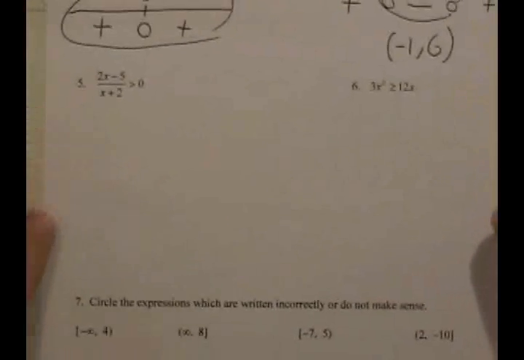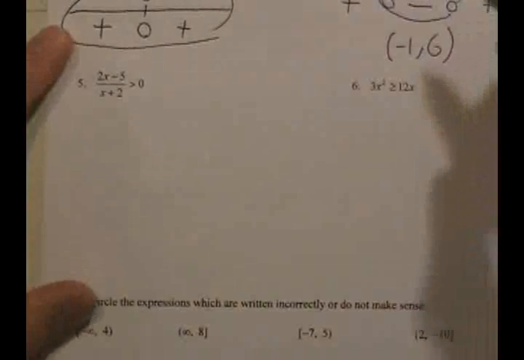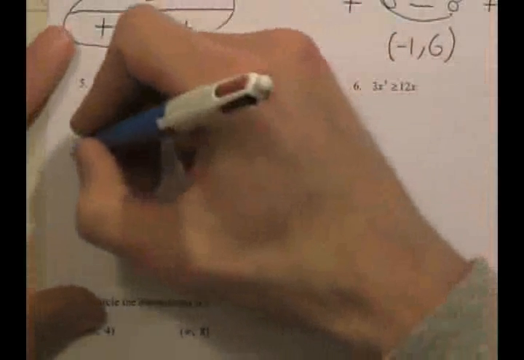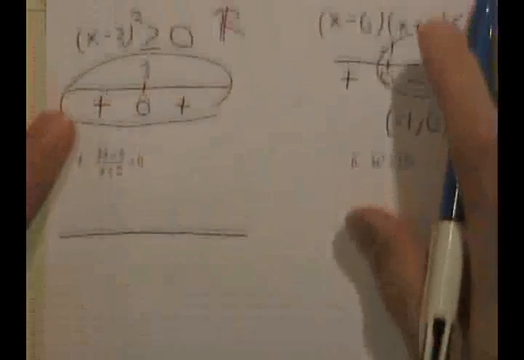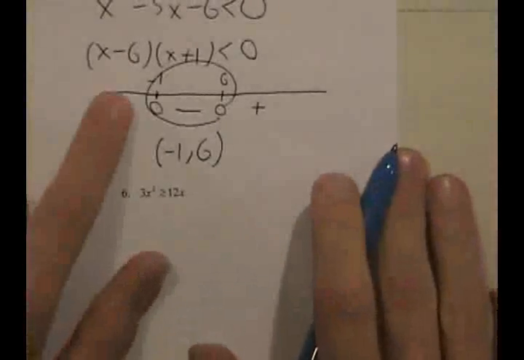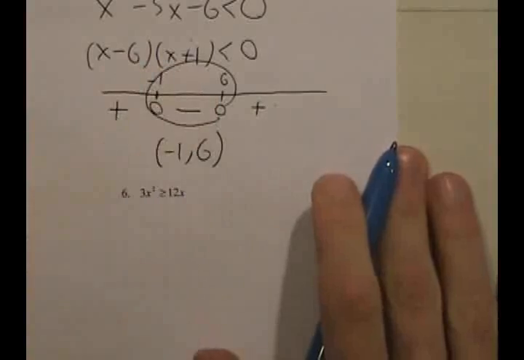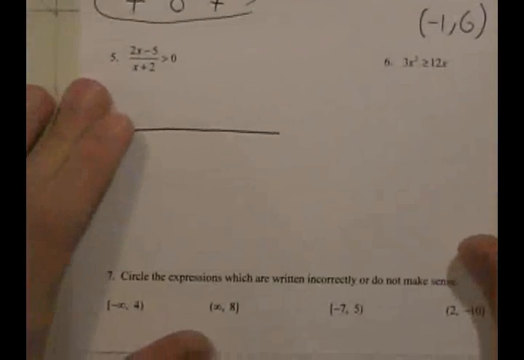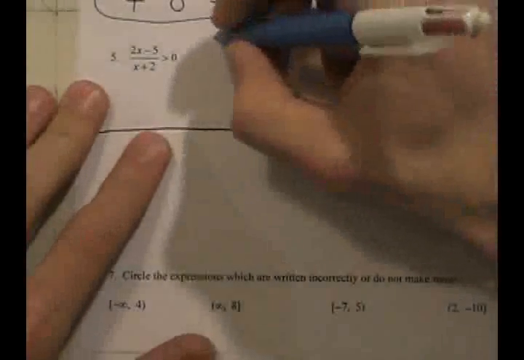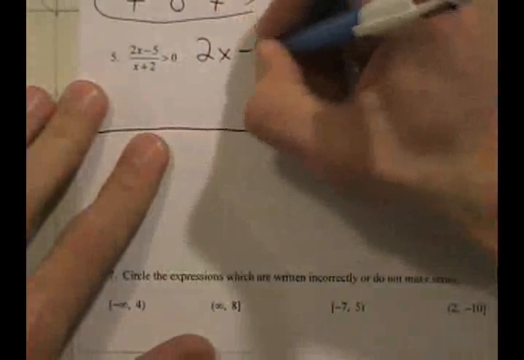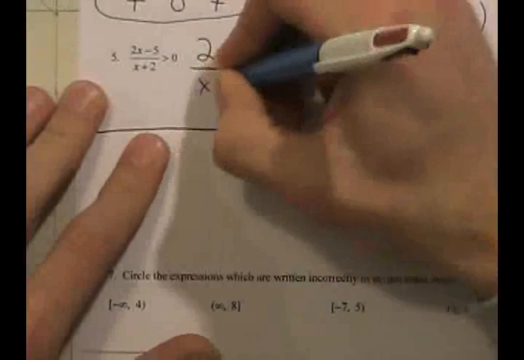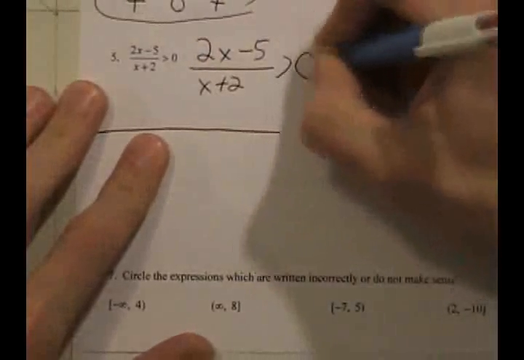Number 5, rational inequality. We treat this much in the same way that we treat the quadratic ones, and instead of two numbers being multiplied, in the end we have a quotient of two things being divided. Let me write this out: (2x minus 5)/(x plus 2) greater than 0.